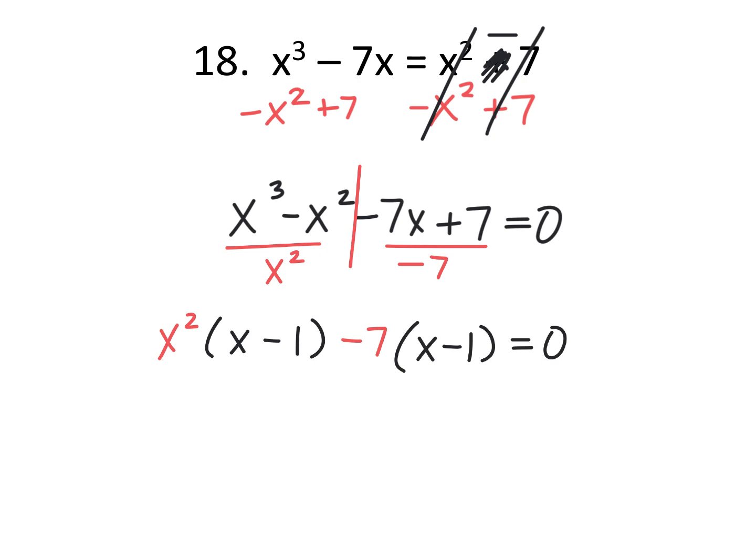Make sure that you regroup it when you're done with this and your parentheses match. So you get x squared minus 7 in one parentheses, and the one that's the same in another. The whole point of today is taking something like this, though, and solving it.